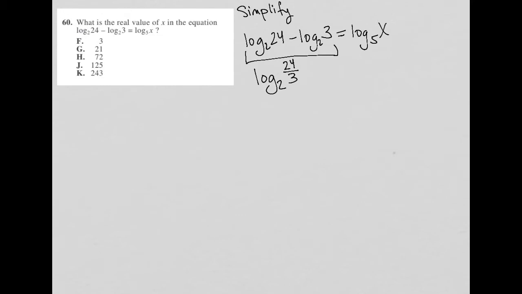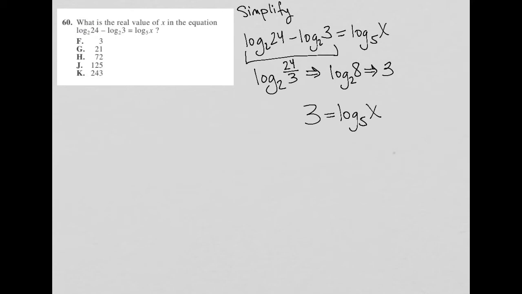Well, 24 divided by 3 is equivalent to 8. So that would turn into log base 2 of 8. Well, log base 2 of 8 is equivalent to 3. So that entire left-hand side of the equation is now 3. Okay. Now, looking to solve for x, I have this logarithmic equation.